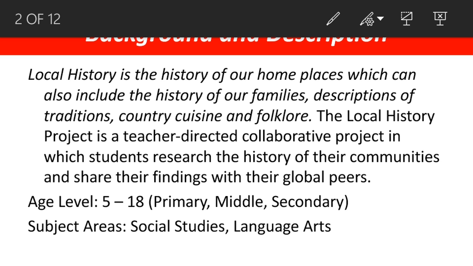I chose this topic because we also have local history in our school, and I want to learn more about how they did their local history so that I can also share it with my students.